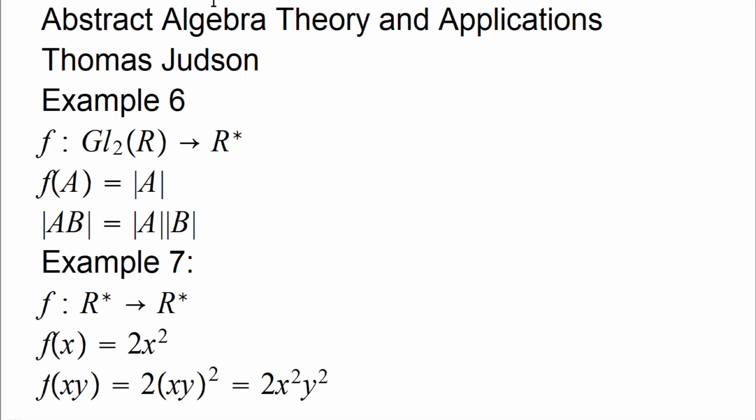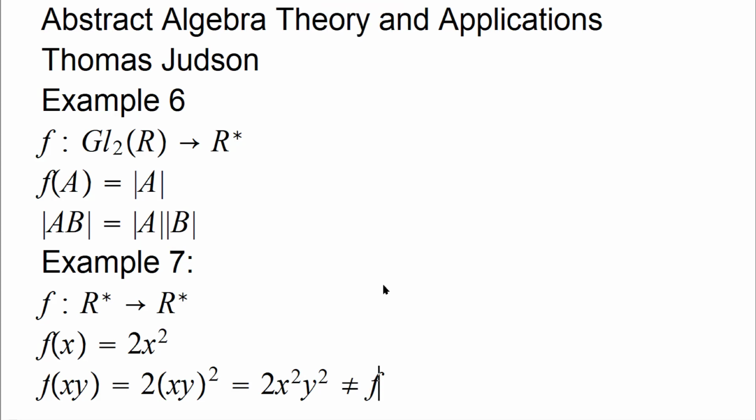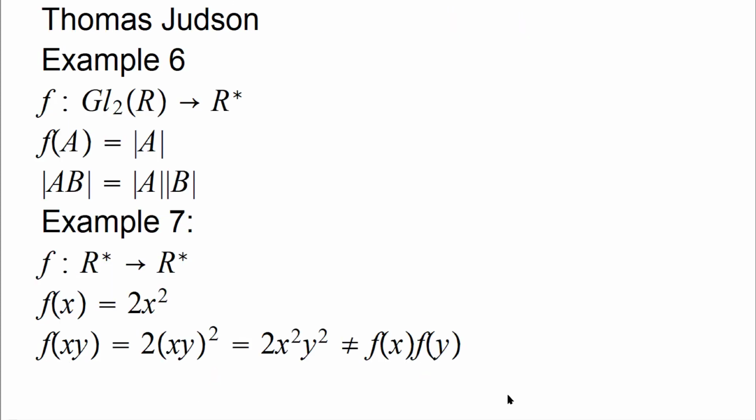So what happens here is that we find that this is not equal to f of x times f of y. So therefore, this is not a group homomorphism. Okay, so here are just some basic examples, and this is a basic course, so we'll stay with the basic examples. So let's just go towards some properties of homomorphism.